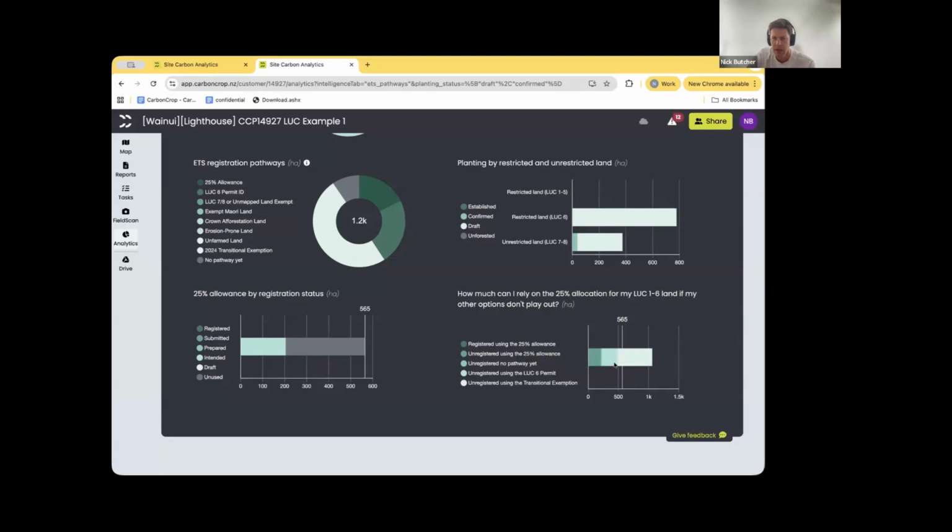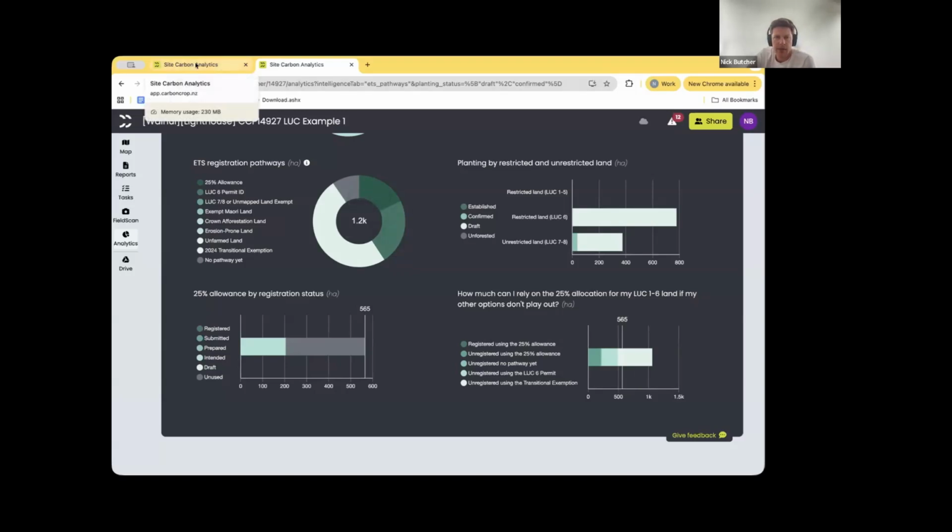If the result of these things all stacked together was still less than 565 hectares, then you can be a little bit more comfortable because you know that even if you don't get a ballot, and even if your transitional exemption application is rejected, you can still just change your mind and register the forest using the 25% pathway instead. However, what this is showing here for this farm is that if the other pathways don't work out, then you're either going to end up having to change your plans or have a bunch of forests which you can't get recognised in the ETS, which could become very expensive.